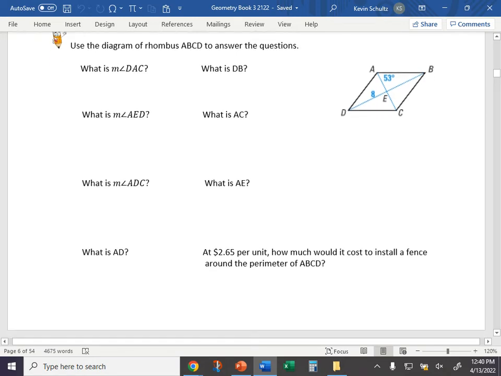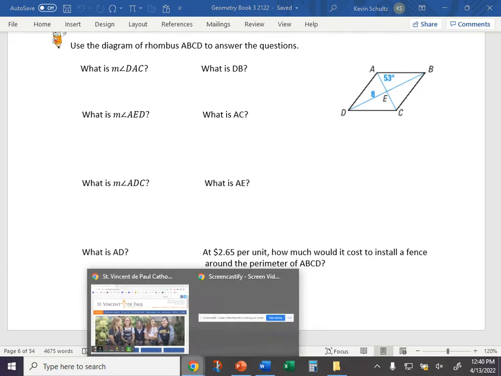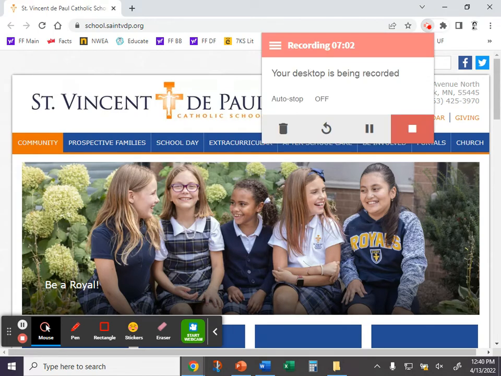Use a diagram of rhombus ABCD to answer the questions. We have, what is the measure of angle DAC? What is the length of DB? What is the measure of AED, AC, ADC, AE, AD, and then a question at the end. We have 20 minutes remaining. I'm going to give you 10 minutes to work in groups. I'll pause the video, and then we'll come back and talk about how you decide to tackle these things. If you're using sine, cosine, tangent, make sure your calculators are in degree mode. I'll pause the video. We'll come back to it soon.